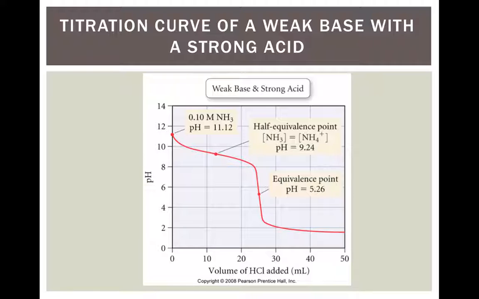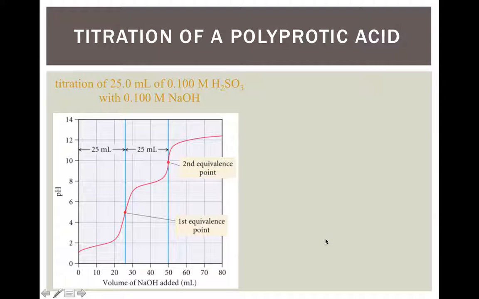The titration curve, remember, of a weak base with a strong acid is going to be a little bit higher. It's going to be a little bit shifted. So you're starting with a base, so it's going to be a little bit higher pH, and then you're going to get a strong drop into the acidic side.